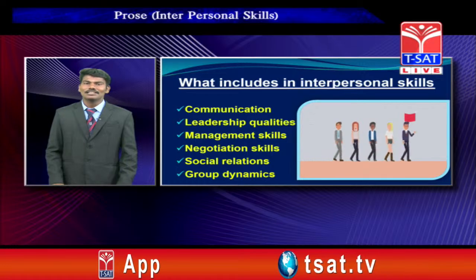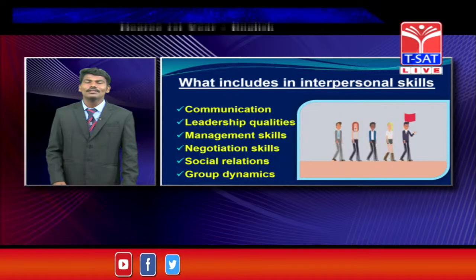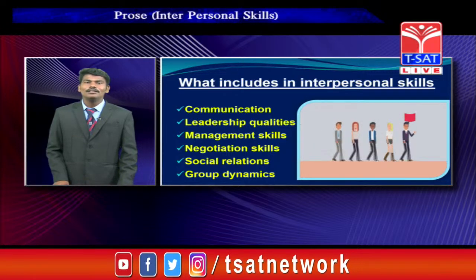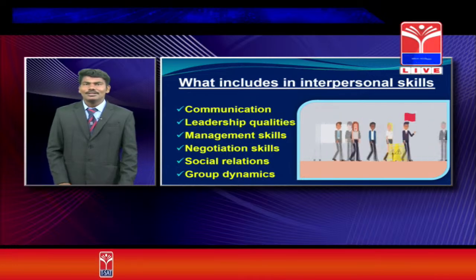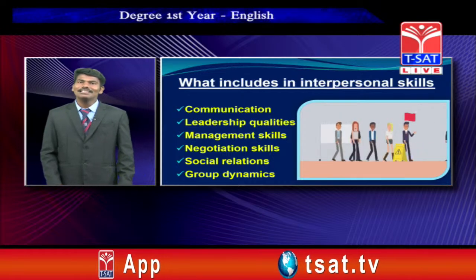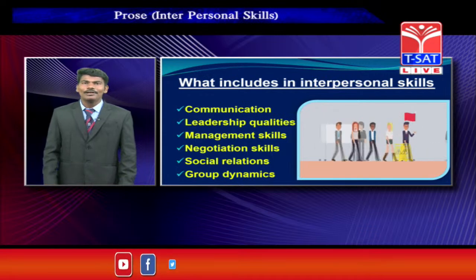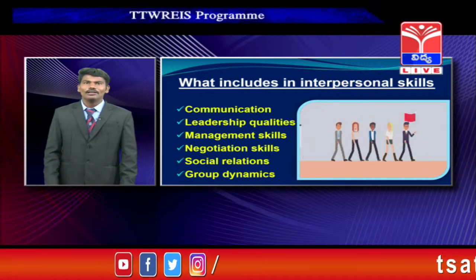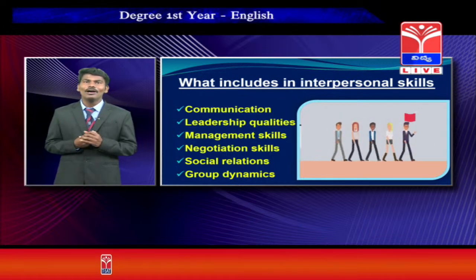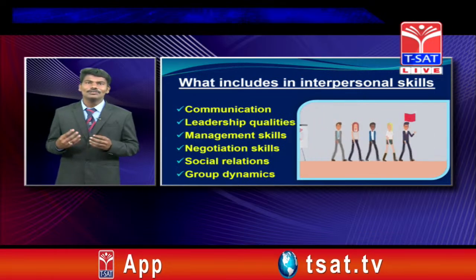Next, negotiation skills. Negotiation skills are those skills by which the differences or conflicts that occur between two persons are solved in a cool manner. Social relation. Social relation is also one of the important parts of interpersonal skills. Social relationship means how you are doing your job outside the organization, how you are with society. So we have to speak politely with society people also.